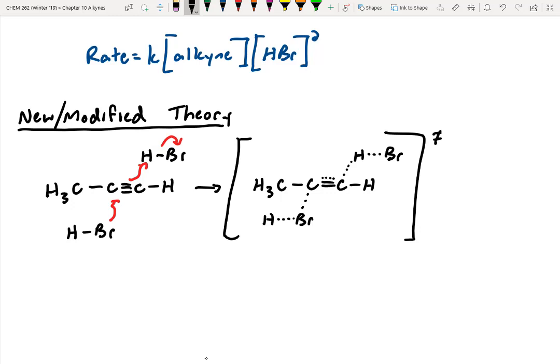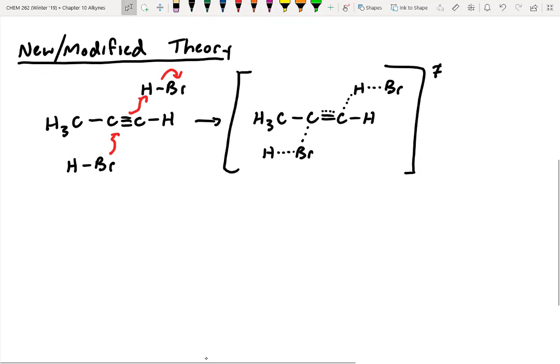It explains, at least in theory, why the HBr is second order, and the alkyne is first order for this reaction. This is our best theory. It still kind of looks funny in my opinion, but it is the best thing we have to explain the overall outcome for this reaction.